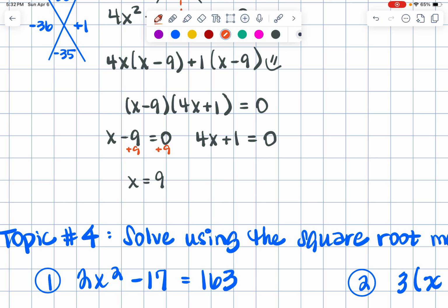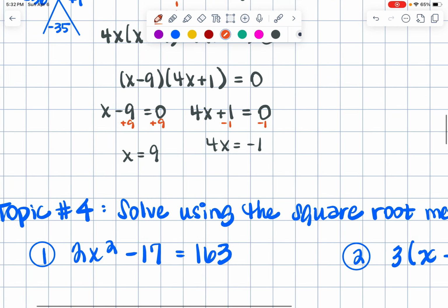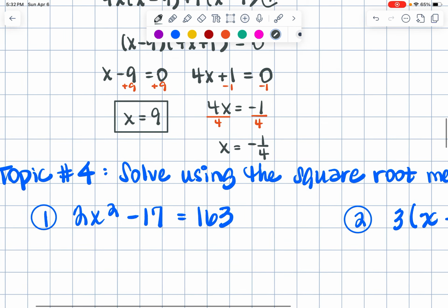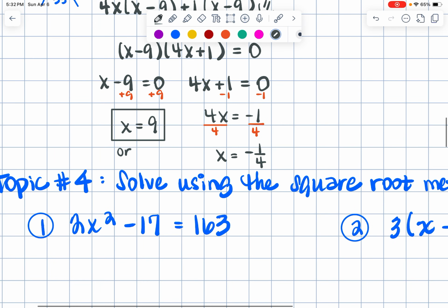And then on this side, it's a two-stepper. We're going to subtract the 1, which gives us 4x equals negative 1. Then we divide by 4 on both sides, and that leaves us with x equals negative 1/4. Those are our two solutions. You can write that as x equals 9, and I'm totally fine with you leaving it like that.